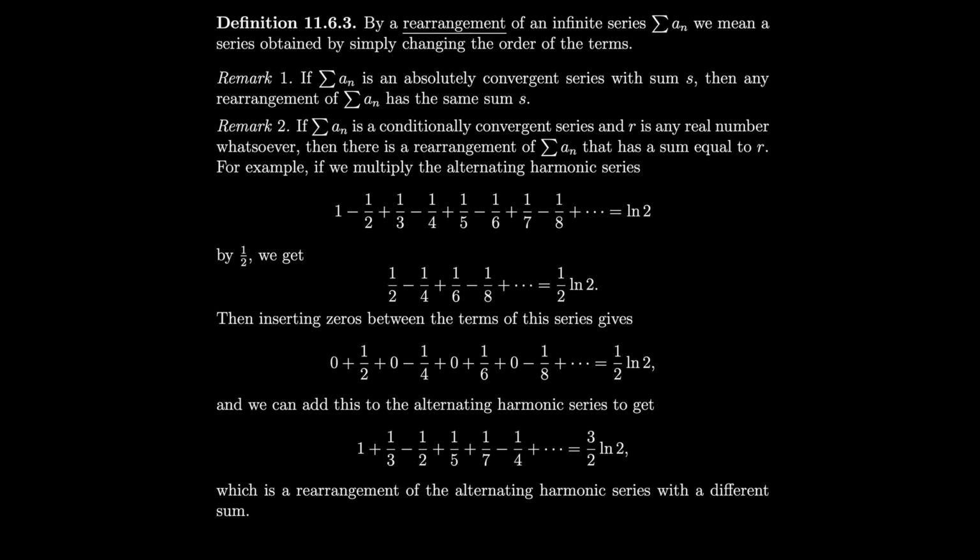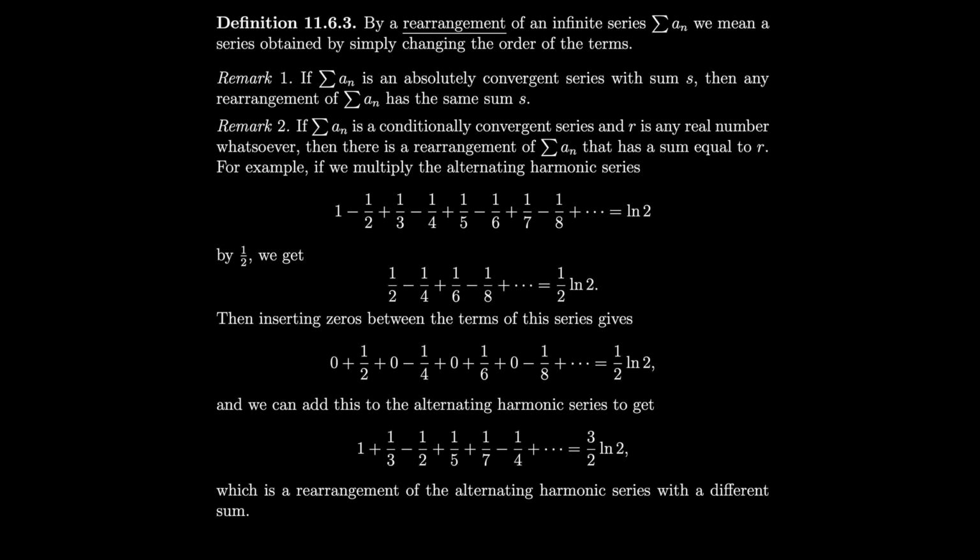Lastly, by a rearrangement of an infinite series, we mean a series obtained by simply changing the order of the terms. So we just take a series, we write it out, we move the order somewhere else, but we keep all the terms the same. Turns out, if our series is an absolutely convergent series with some sum s, then rearranging it has no effect on the sum whatsoever, which is kind of what you would expect.